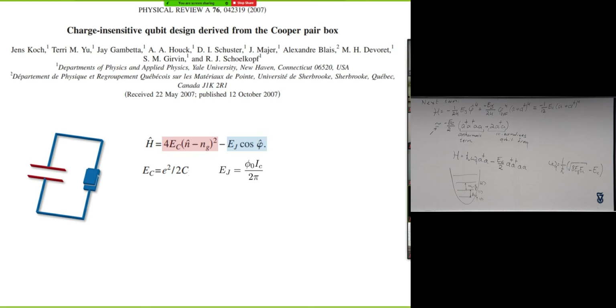Okay, so do we have any questions about this derivation, how we got to this?